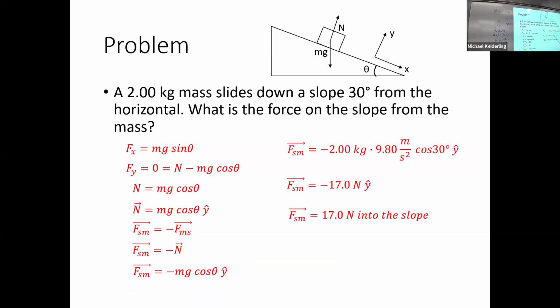Here we have a mass on a slope. Here it is easier to set up the coordinate system to match the slope and not gravity. We have a 2 kilogram mass that slides down a slope of 30 degrees from the horizontal. What is the force on the slope from the mass?